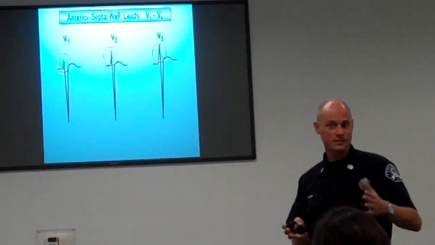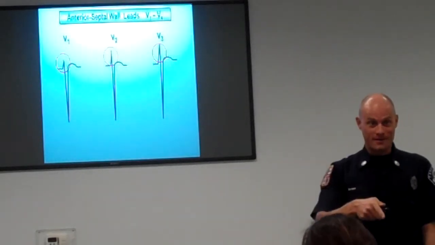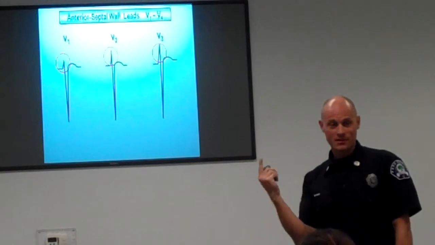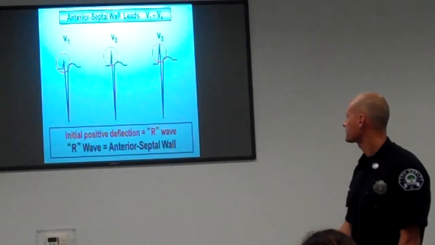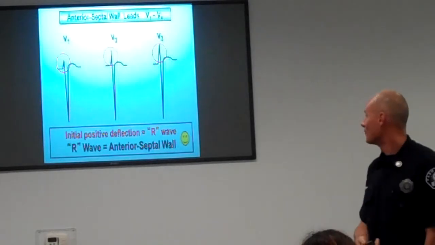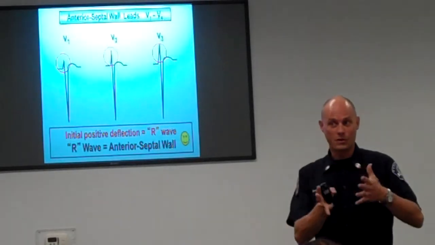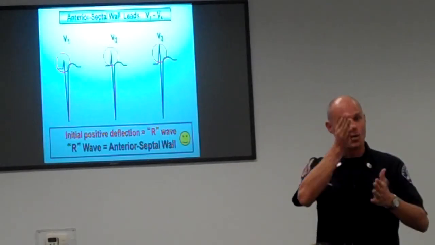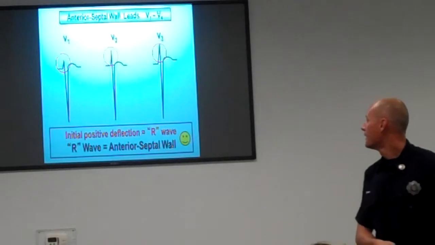It's going to be important later on. The R wave is a good thing. So if you have an R wave, that means the electrical impulse is moving through the heart correctly. Okay, it's a good thing. So we have a good, solid, well-working septal wall, because the electrical impulse is moving properly.